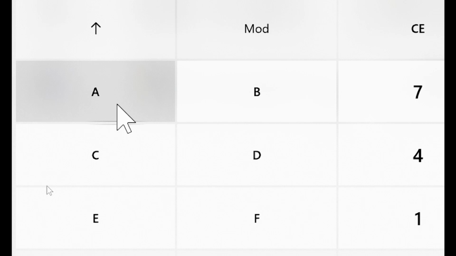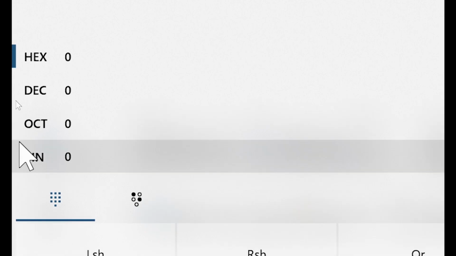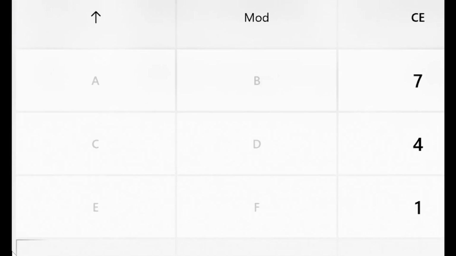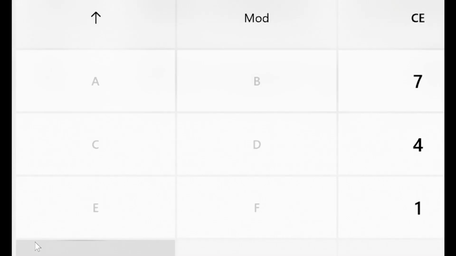But A is a number in this number system. Let me tell the calculator to operate in oct, and we'll see what will happen. Do you see that these ones are faded? I'm sure you can see.